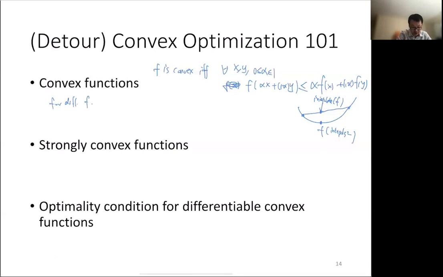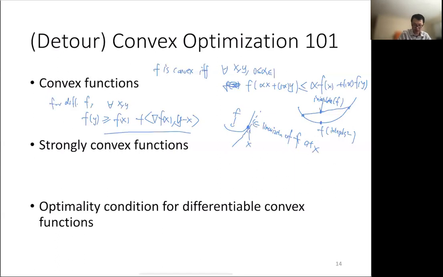There is an equivalent definition of a convex function for differentiable f. If f is differentiable, then the first order condition of a function being convex says that for any x and y, f of y is larger than or equal to f of x plus the gradient of f of x transpose times y minus x. What this is saying is that if a function is convex and we pick any point, then the local linearization of this function is always a lower bound of the original function. This is the linearization of f at x.